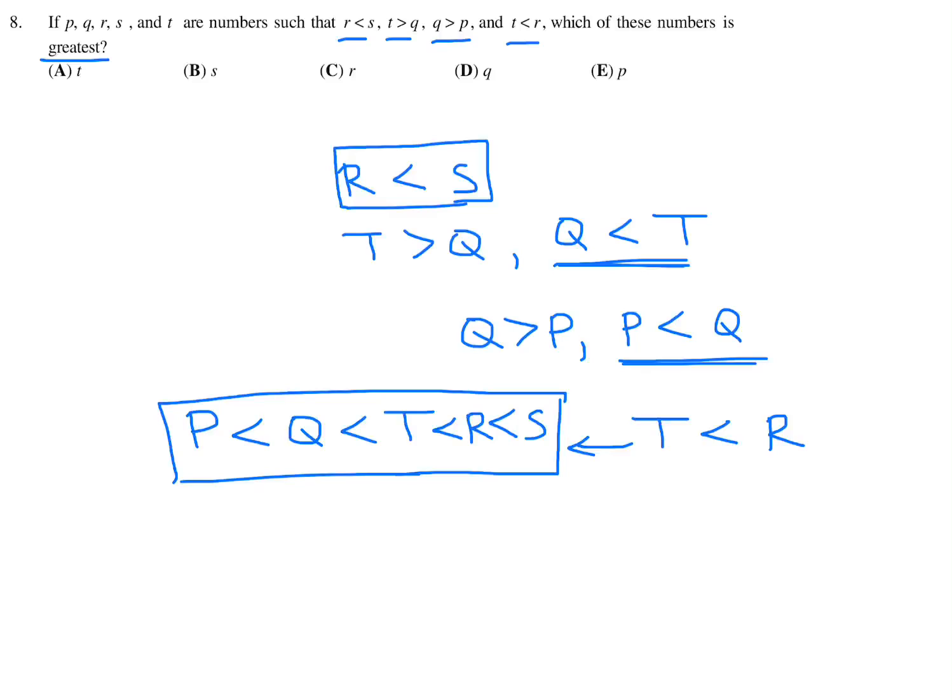Now they're asking us which of these numbers is the greatest. Well, just look at this series here. What's the greatest? S is the greatest because it's greater than R and greater than T and so on. It's greater than all of them. So the answer to this would be S, which is right here, choice B.